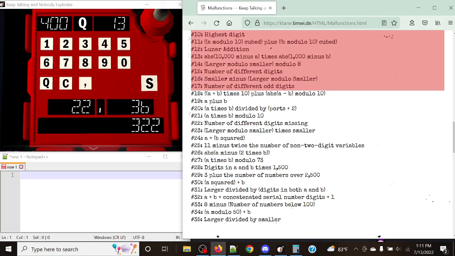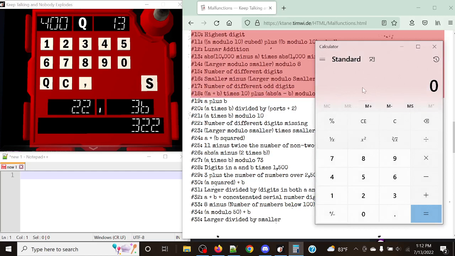A plus B times 10 plus absolute value of A minus B, no, wait, maybe. A plus B times 10, 22 plus 36, 22 plus 36, multiplied by 10.